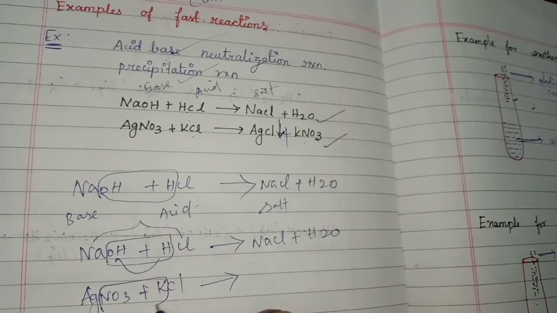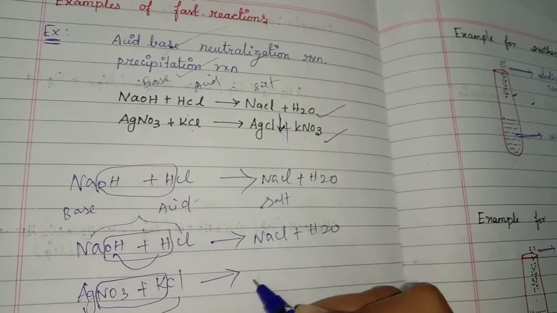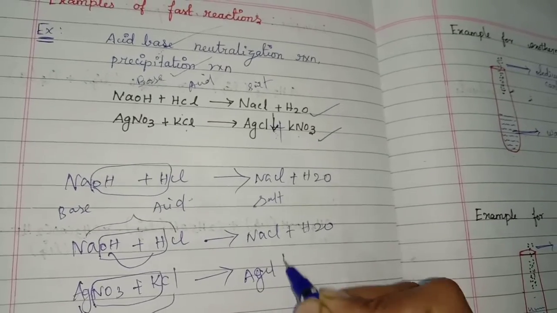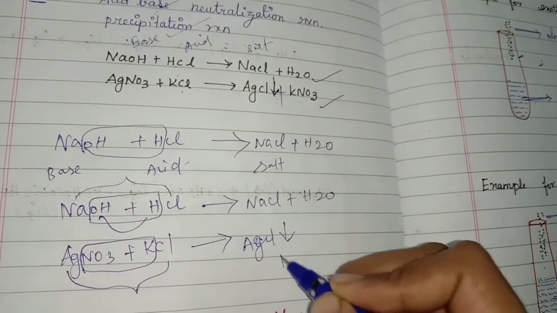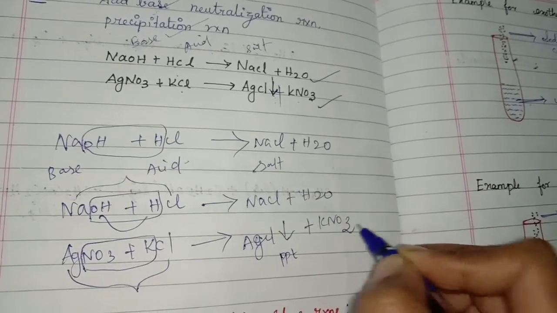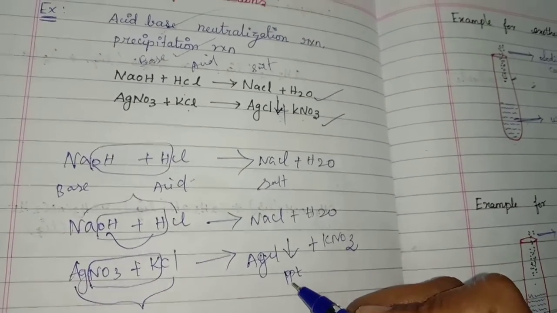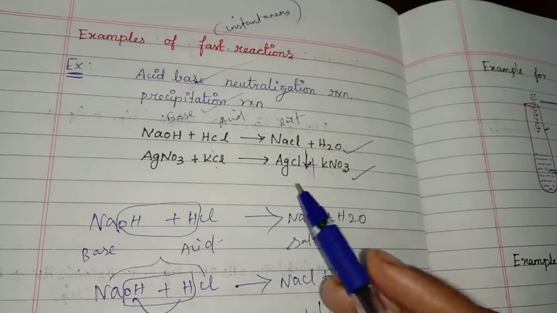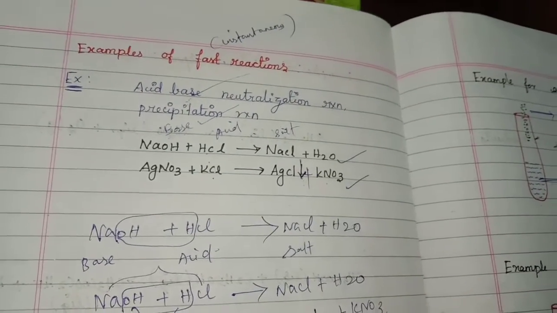And this KNO3 will join, and this AgCl will join. AgCl, silver chloride, precipitate will come. PPT means precipitate, plus this KNO3 will come. So this precipitate reaction also will occur very fast. So these two are the examples for fast reactions.